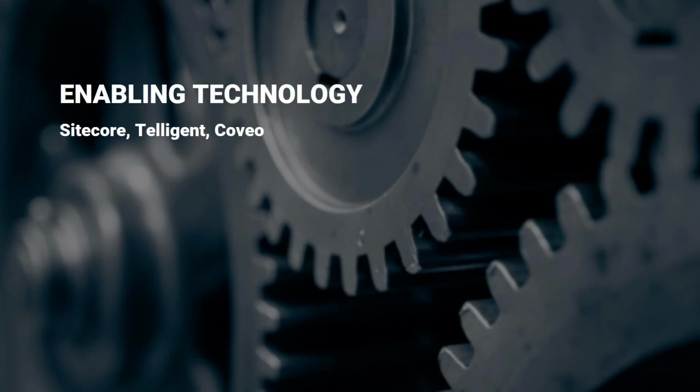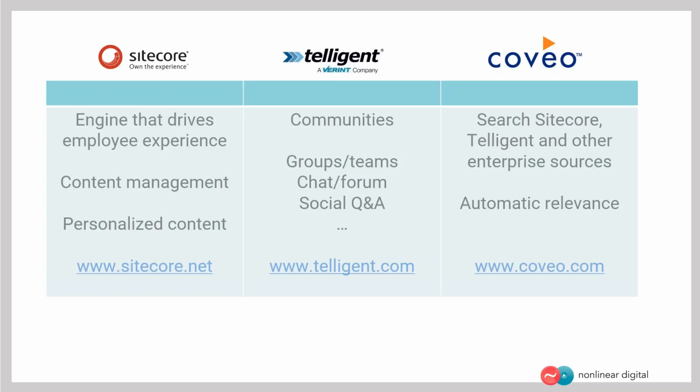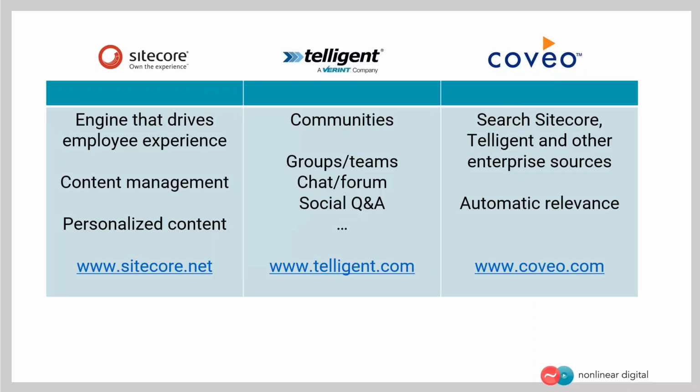So let's jump into the technology products that we're talking about, Sitecore, Telligent, Coveo. As I've already briefly mentioned, Sitecore, really we see that as the engine that drives the employee experience. There's so much behind Sitecore at this point in time with the latest version 8.2 that I couldn't do it all justice, but obviously the original strength being content management, and now with XDB, the ability to personalize, track, and really engage with the user. So lots more at sitecore.net.